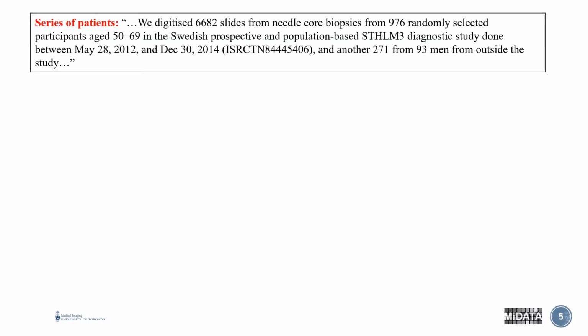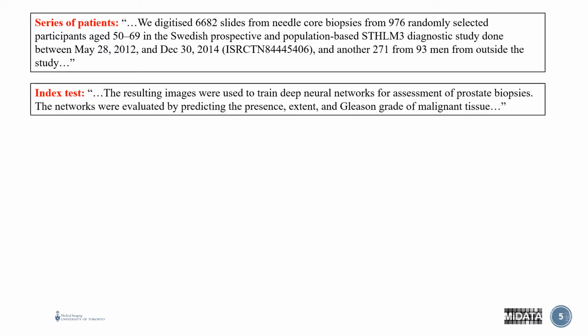So the series of patients was 976 randomly selected participants, all male of course, ages 50 to 69 from a Swedish prospective study. They also tacked on a smaller cohort of patients, 93 men from outside the study. The index test was an artificial intelligence machine learning algorithm that was trained on all of the images of the slides from the needle core biopsies. The algorithm was trained to classify benign or malignant, as well as to grade the malignancies using the Gleason score.